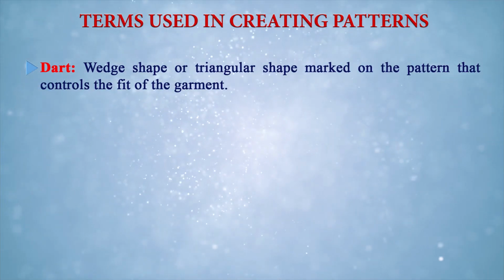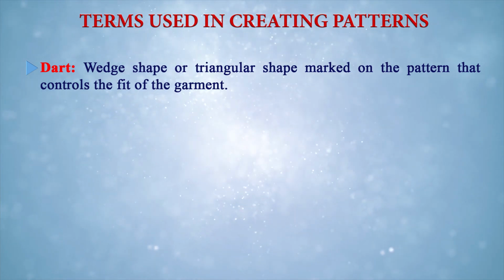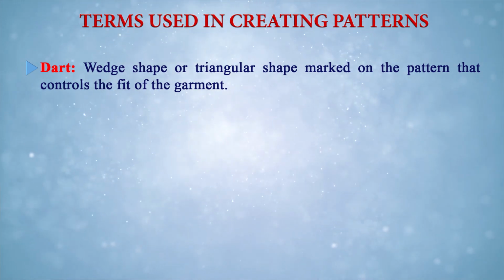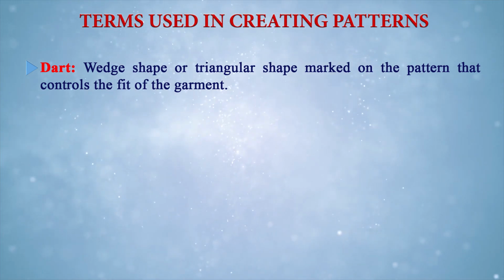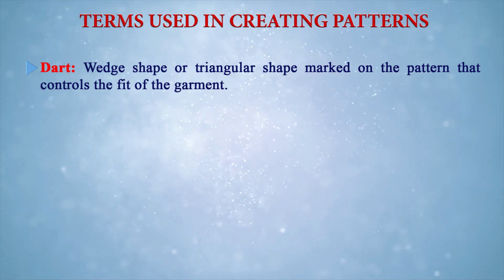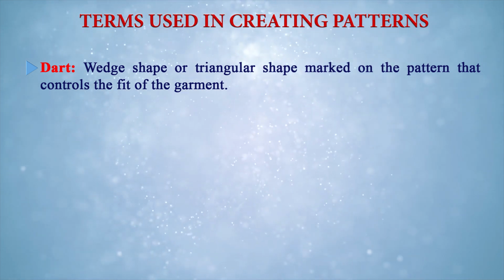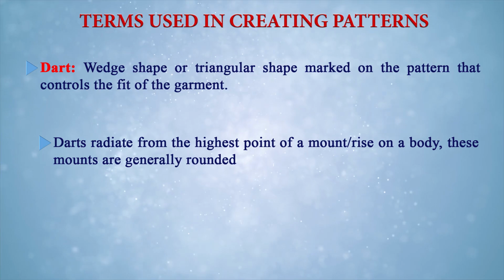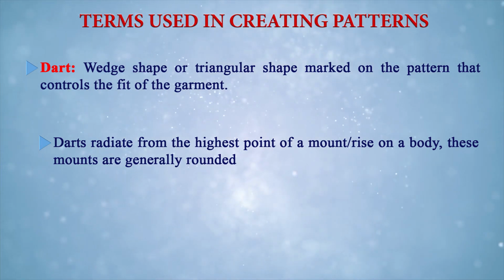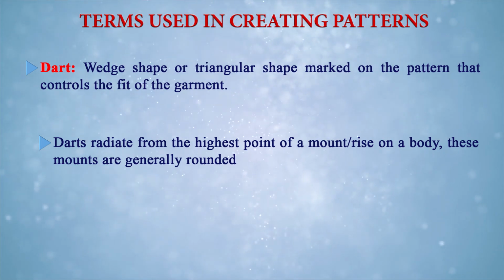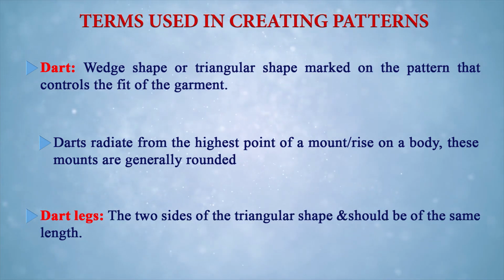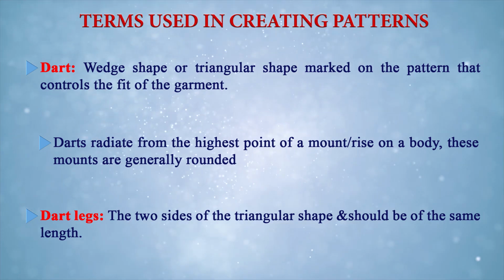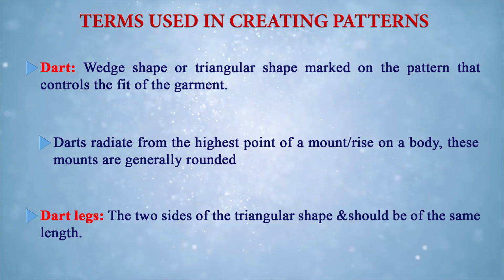Then we have the darts. This is a technical term that is most important when we develop a pattern. A dart is a wedge shape or triangular shape mark on the pattern that controls the fit of the garment. We already discussed the dart earlier, that it is used to control the fullness on the garment. The dart accommodates the highest point of the mound or rise on the body, and these mounds are generally rounded. Then we have the dart legs: the two sides of a triangular shaped dart are said to be the dart legs.